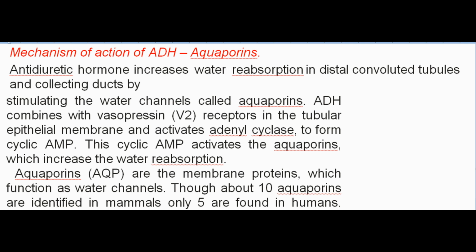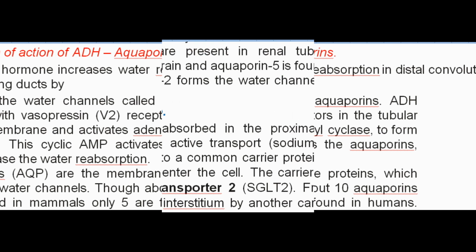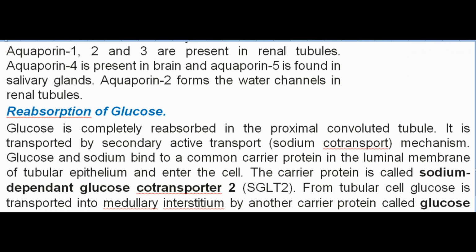Though about 10 aquaporins are identified in mammals, only 5 are found in humans. Aquaporin 1, 2, and 3 are present in renal tubules. Aquaporin 4 is present in brain and aquaporin 5 is found in salivary glands. Aquaporin 2 forms the water channels in renal tubules.